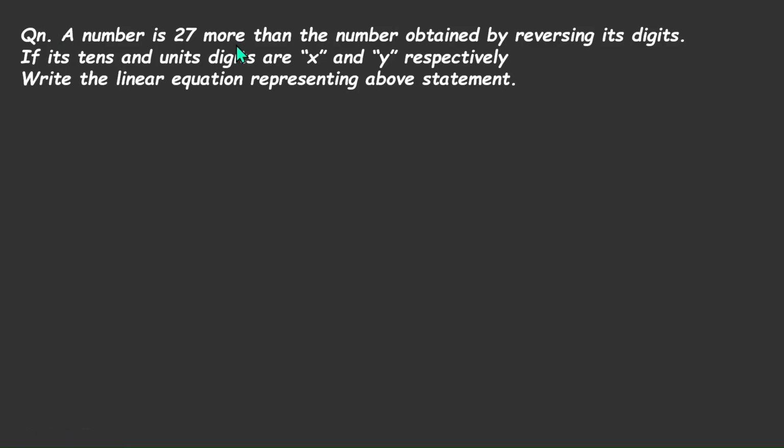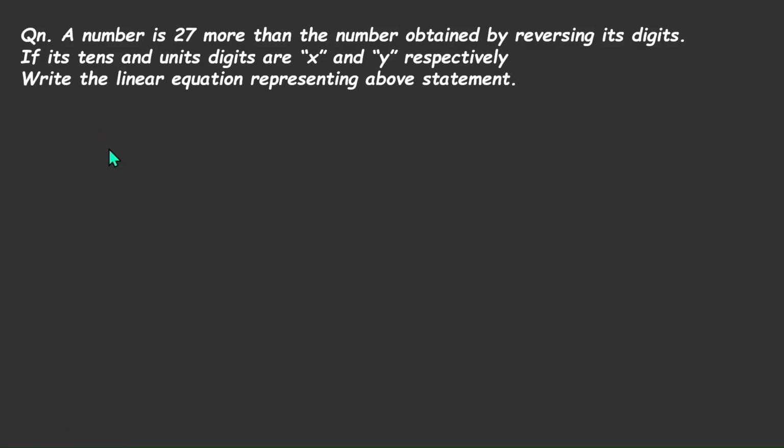A number is 27 more than the number obtained by reversing its digits. And for that number, if its tens and units digits are x and y respectively, we have to write the linear equation representing the above statement. Now, what we can infer from this question implicitly is that we are talking about a two-digit number. And in that two-digit number, the tens place digit is x and the units place digit is y. And these are our variables.